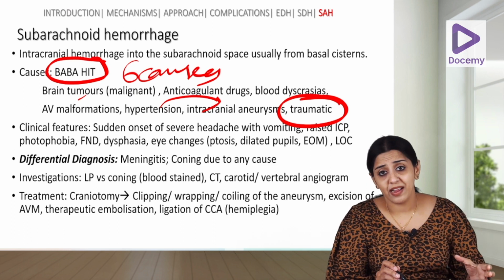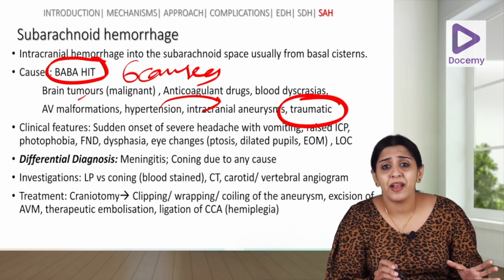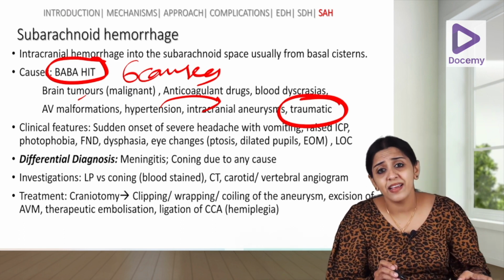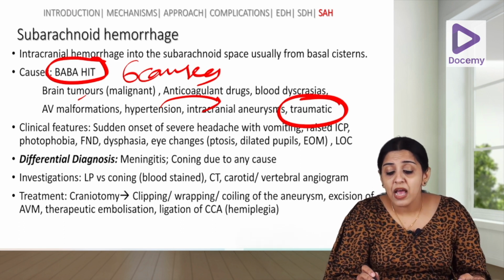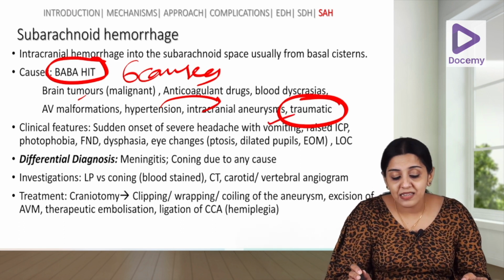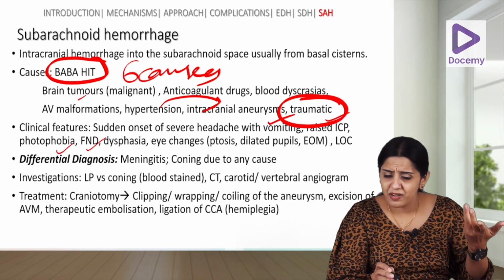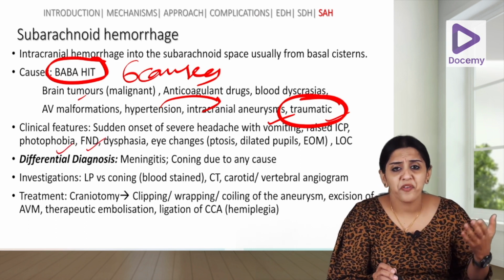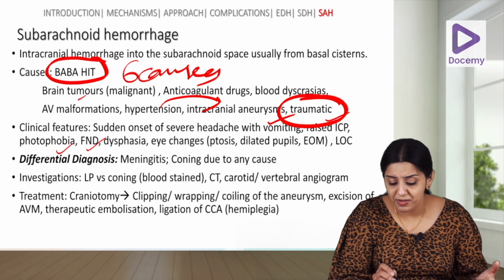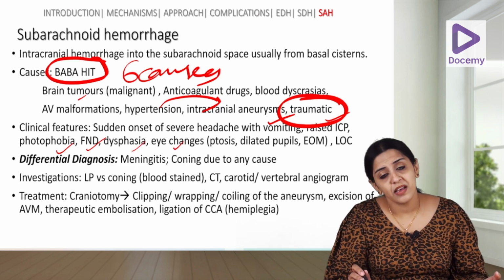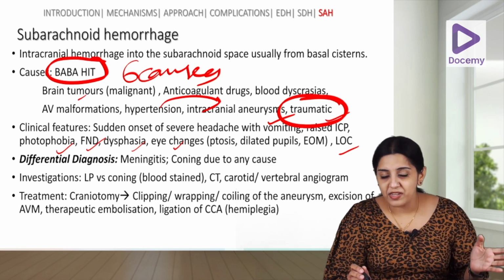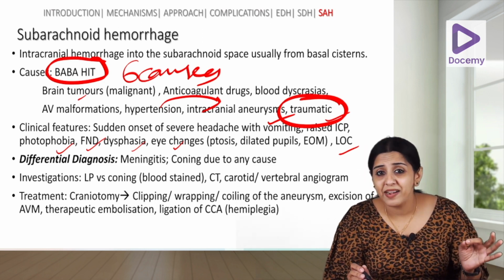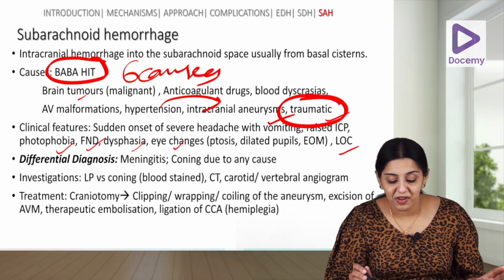Anyway, clinical features: the patient will complain of a sudden onset of severe headache, almost described as thunderclap headache. It would be the worst headache in his or her life. So that is sudden onset of severe headache along with vomiting, raised ICP, photophobia, focal neurological deficits, all part of any other hematoma or intracranial bleed, eye changes, dysphasia, etc. and LOC, which is common to almost all head injuries, but thunderclap headache is almost typical of subarachnoid hemorrhage.